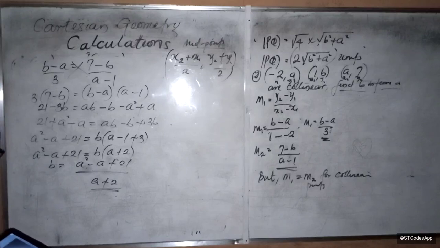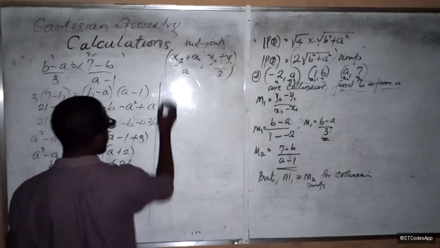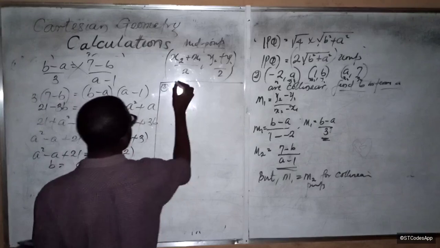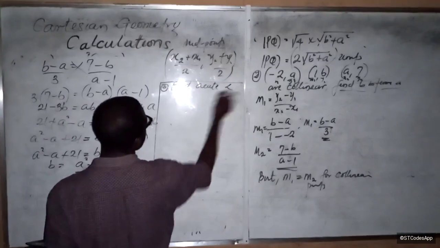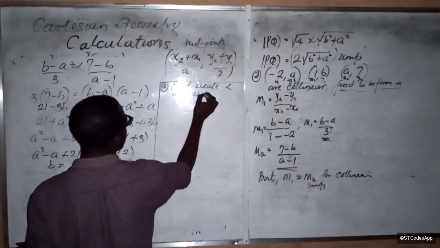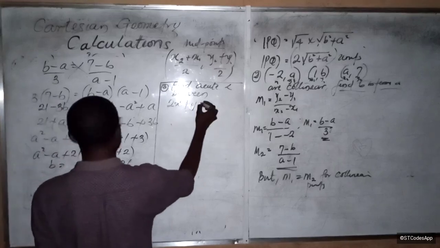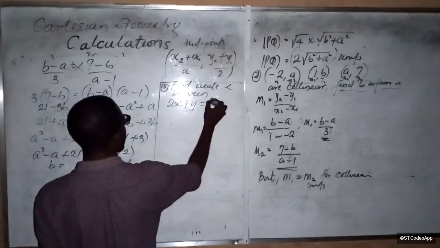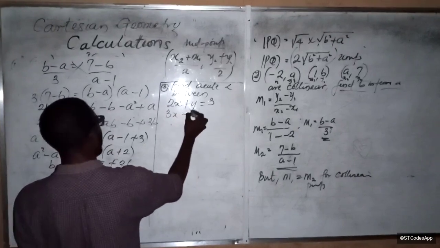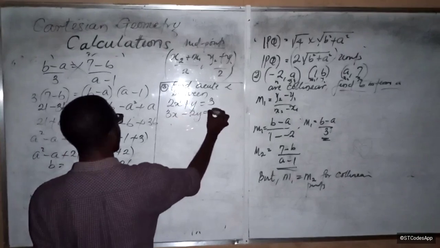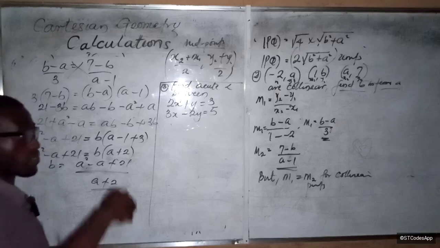The next one says, find the acute angle. This is number 3. Find the acute angle between 2x plus y is equal to 3 and 3x minus 2y is equal to 5. So how do we find the acute angle between them?